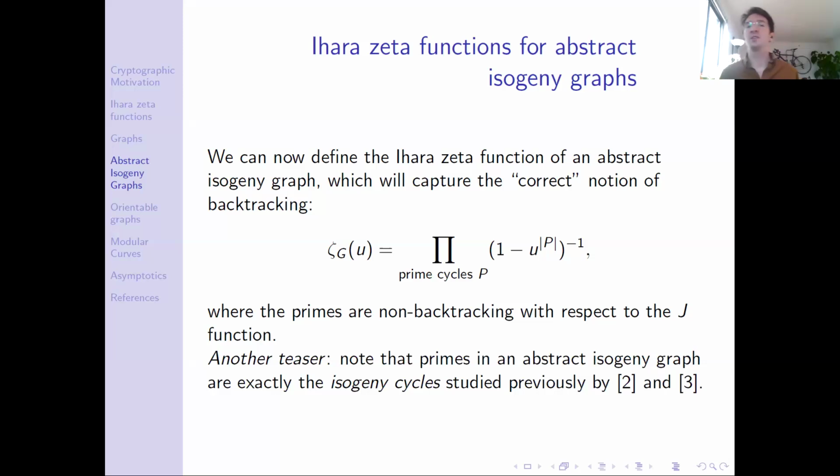And another quick teaser that will come back later is that the definition of primes in abstract isogeny graphs matches up exactly with isogeny cycles. So if you've seen this isogeny cycle language before, it showed up in, for example, a recent paper on capital L isogeny graphs, where you allow a set of different degrees for your isogenies. The primes in our abstract isogeny graphs are exactly the isogeny cycles, so we can use that connection to bring in results from other papers. So that'll come back as we get towards the applications.